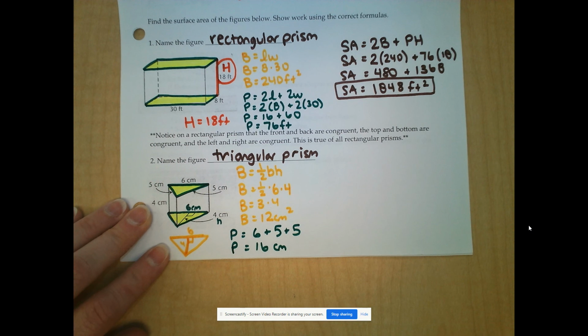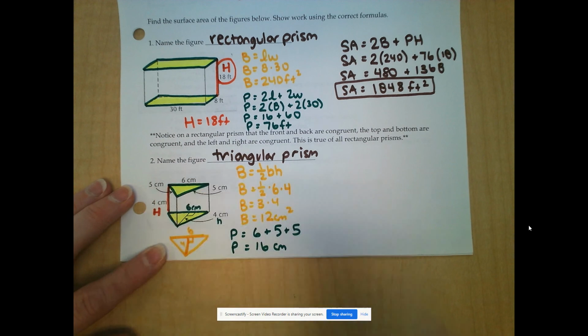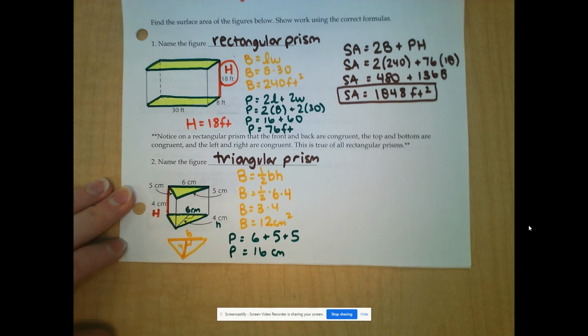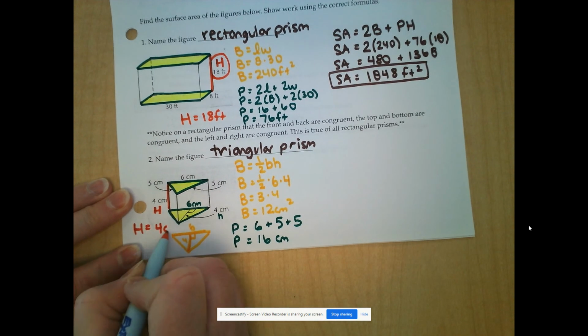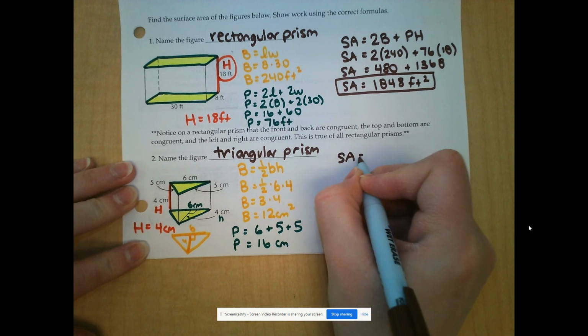And then last but not least is the height. The height of the prism is the distance from one base to the other. The base on the top to the base on the bottom, 4 centimeters would be your height. If you want to write it down, h equals 4 centimeters. Now I've collected the 3 pieces of information that I needed. I'm going to write my surface area formula.